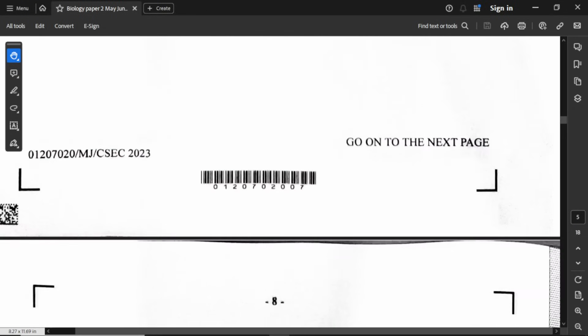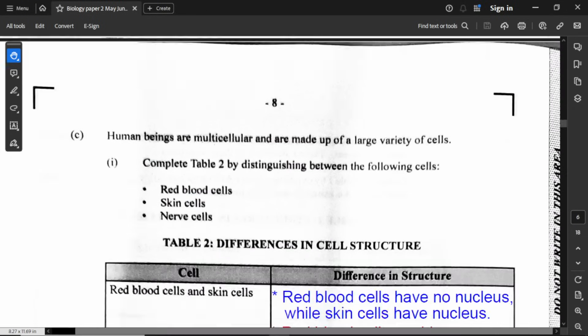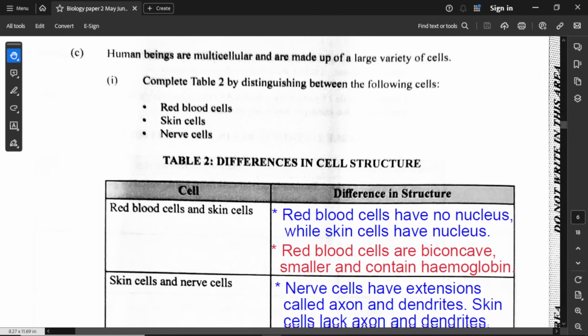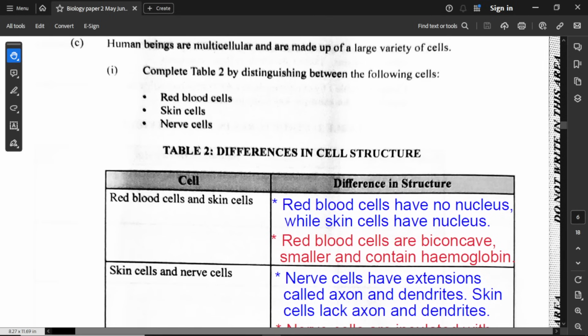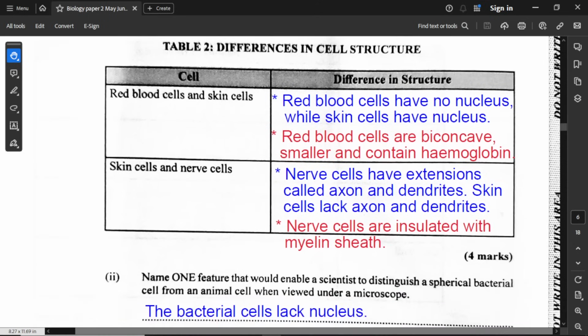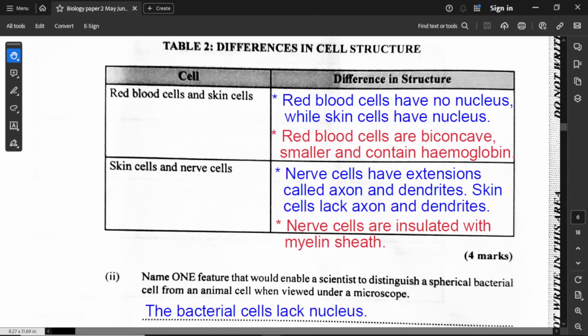All right, now we are at part C, and it said human beings are multicellular and are made up of a large variety of cells. It's a complete table too by distinguishing between the following cells. I'm going to distinguish between red blood cells, skin cells, and nerve cells. And so the difference between red blood cells and skin cells is that the red blood cells have no nucleus, while of course the skin cell will have a nucleus.